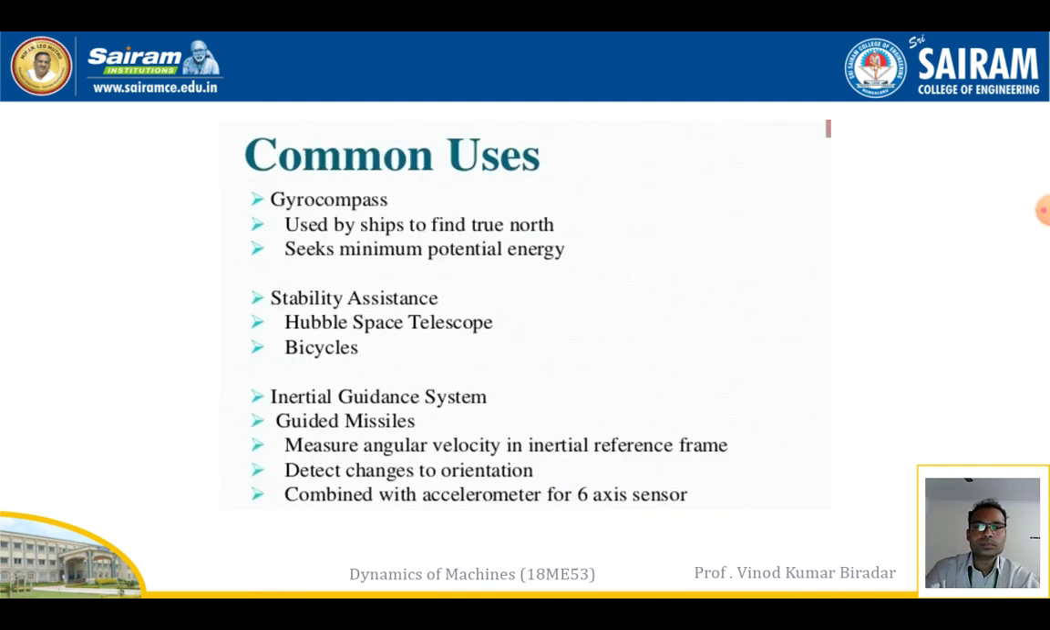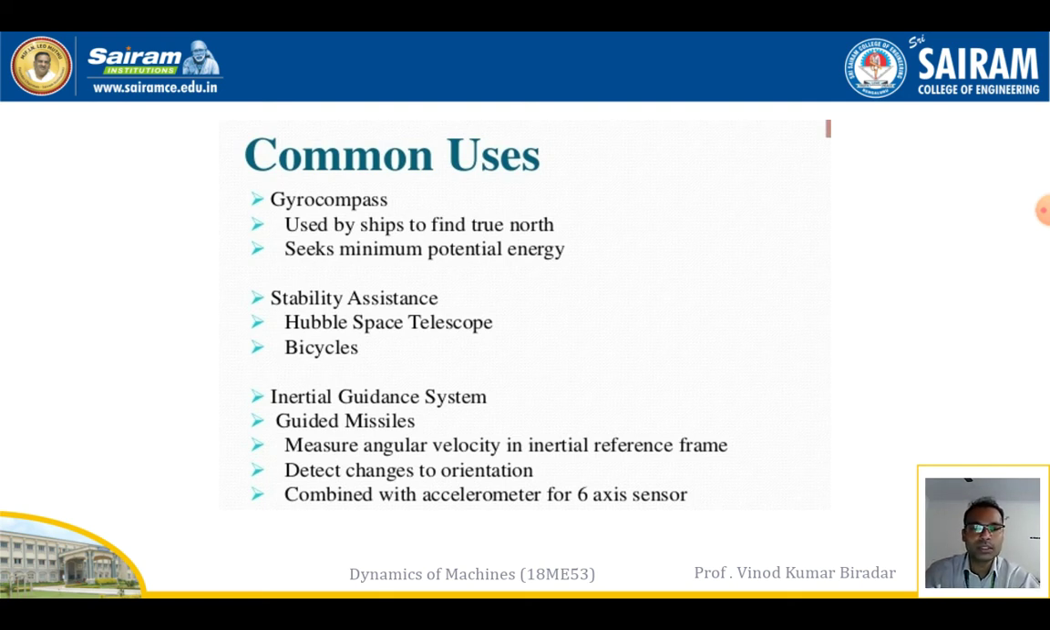Okay, next, common uses. Gyroscopes can be used in almost all areas. A gyrocompass is used by ships to detect direction and find true north. Other uses include seeking minimum potential energy and stability in the Hubble Space Telescope, bicycles, inertial guidance systems and guided missiles, measuring angular velocity in an inertial reference plane and data that change the orientation. They are combined with an accelerometer for a 6-axis sensor in aeroplanes and ships. These are all devices that use gyroscopes to detect direction or measure orientation, rotation, and so on.